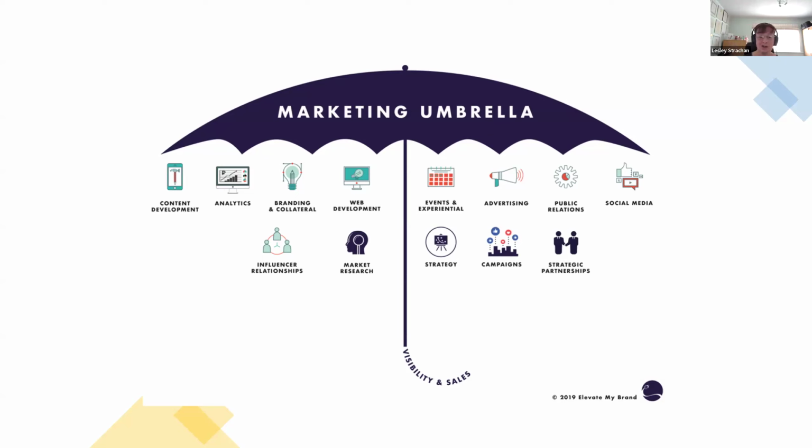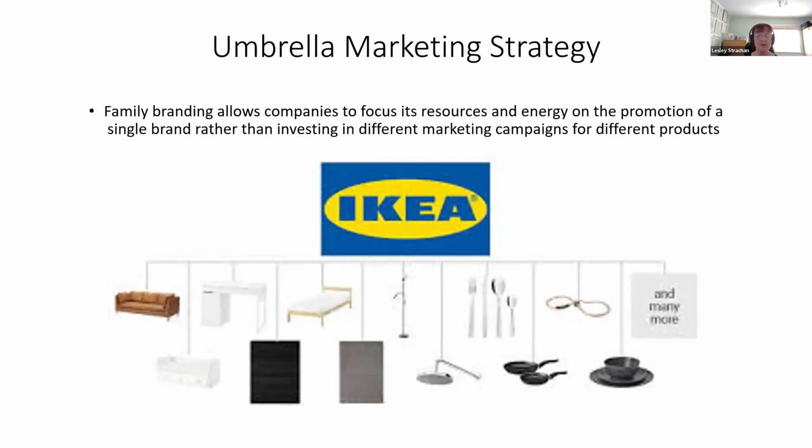What the umbrella strategy tends to do is bring uniformity in the marketing of the brand, and the customer develops more trust in the brand in this way, because you're literally promoting the brand and the products are secondary to that. So if we look at the umbrella strategy for IKEA, this family branding allows companies to focus their resources and energy on the promotion of one single brand, rather than investing in different marketing campaigns for different products.